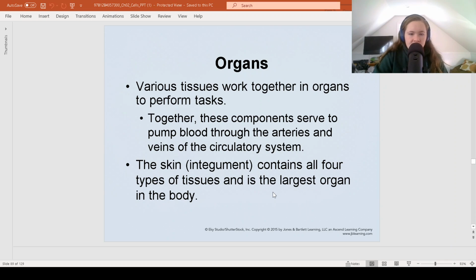More you know. Organs: various tissues work together in organs to perform tasks. Together, these components serve to pump blood through the arteries and veins of the circulatory system. The skin, the integumentary system, contains all 4 types of tissues and is the largest organ of the body. Oh my god, I was correct.